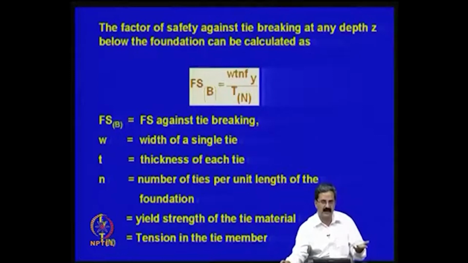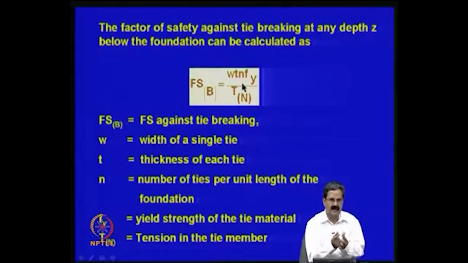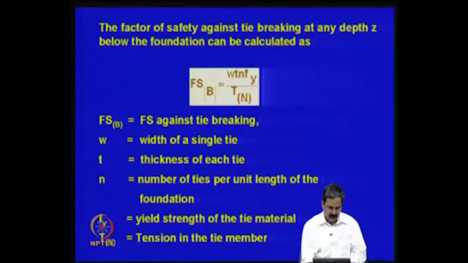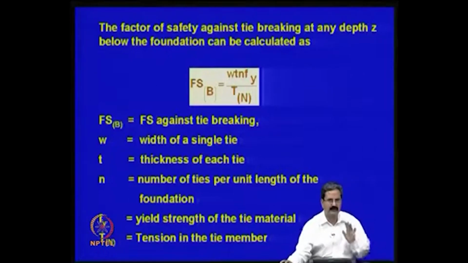So, we actually specify a factor of safety of 2 or 3 or whatever depending on the code, and you take a simple tie. Tie means a reinforcement like any steel strip. We are using an example of a steel strip here. Width into thickness will be the reinforcement element. N is the number of elements. Fy is the tensile yield strength of the material, tie material. So, if it is steel, you have to take that value. If it is a geogrid, you have to take that value. You want to put timber, take that value. Timber reinforcement also is possible, right.